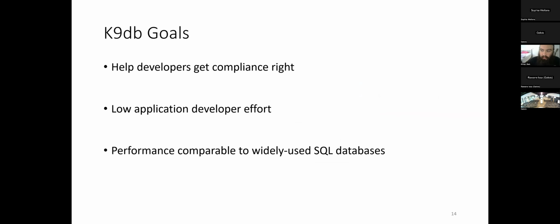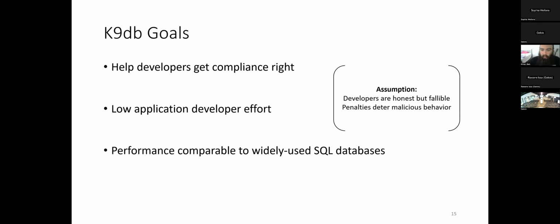K9db's main goal is to help developers get compliance right. We do so while requiring little application developer effort and few application changes. And K9db does so while exhibiting performance that is comparable to widely used SQL databases, which, remember, offer no built-in support for compliance.